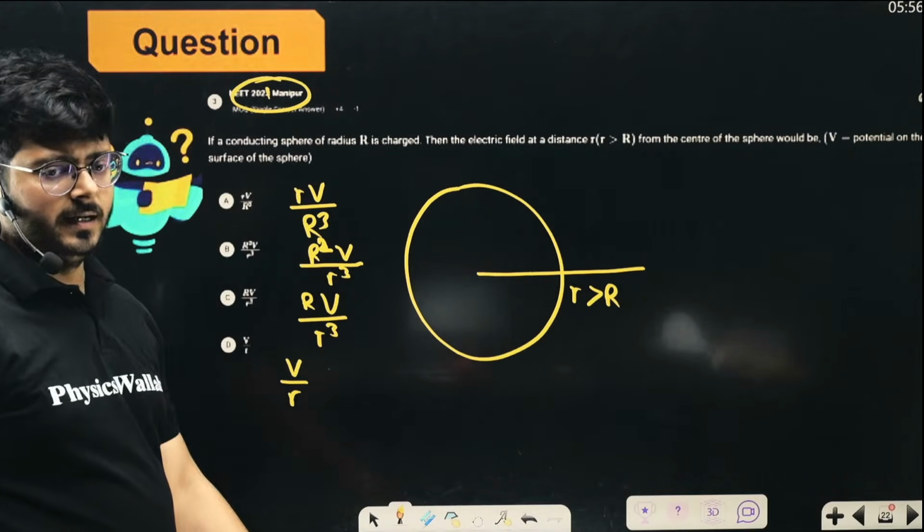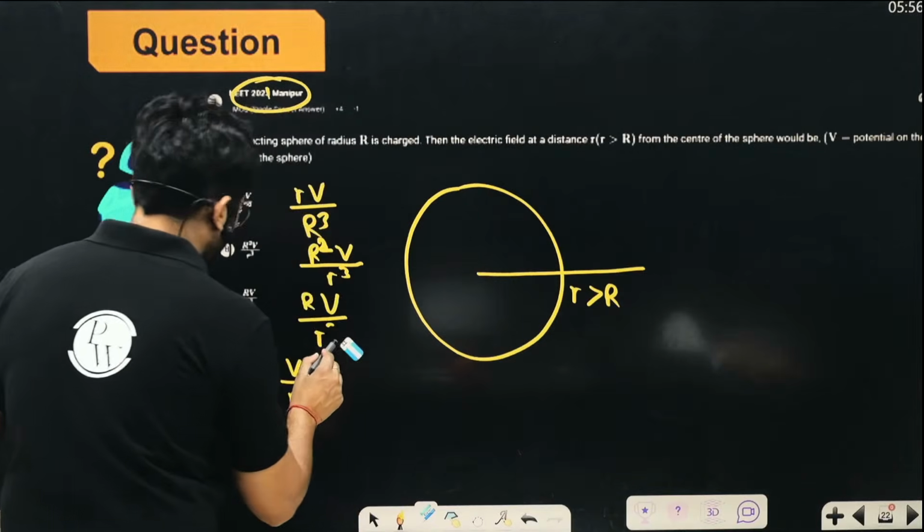I hope the idea is very, very clear. So this is square.